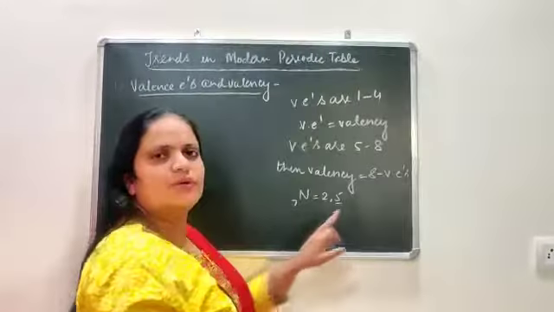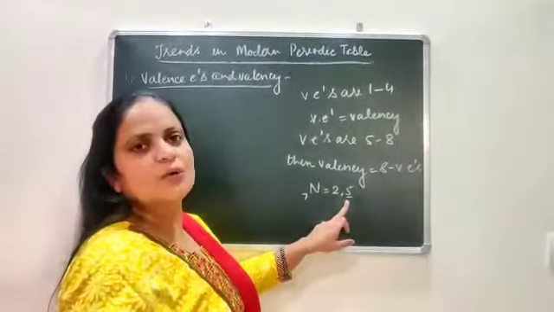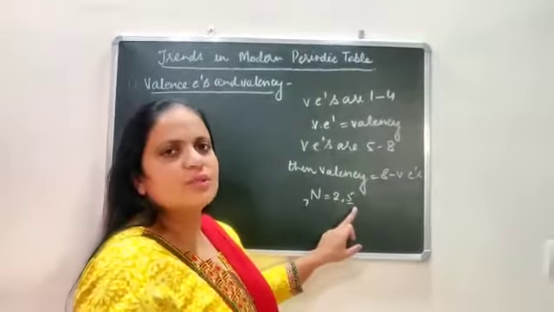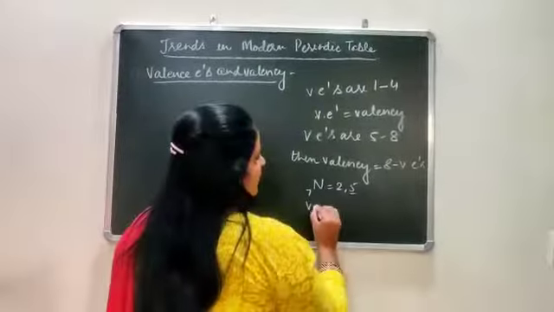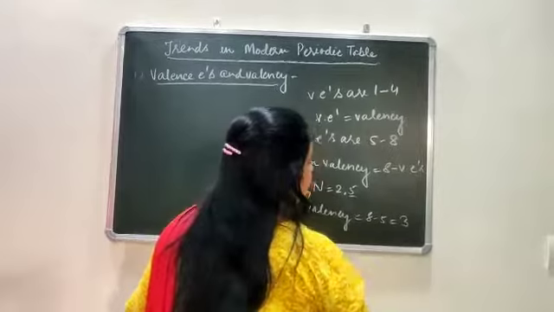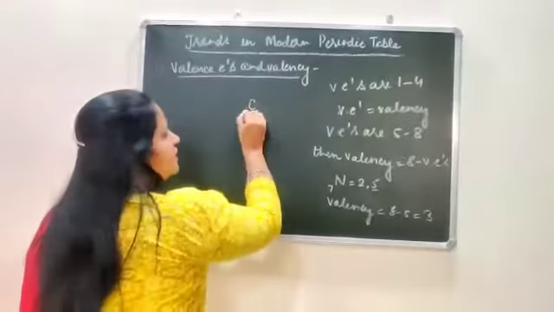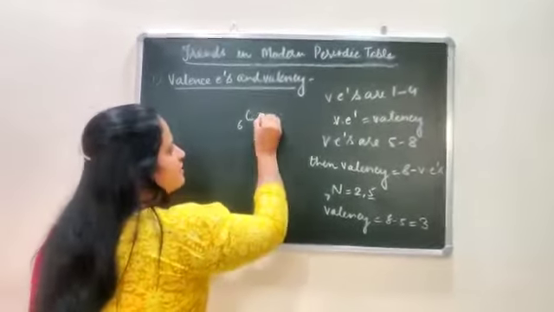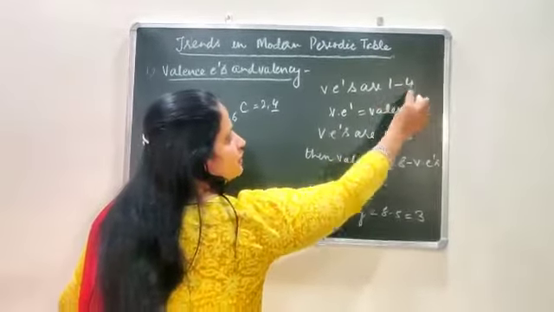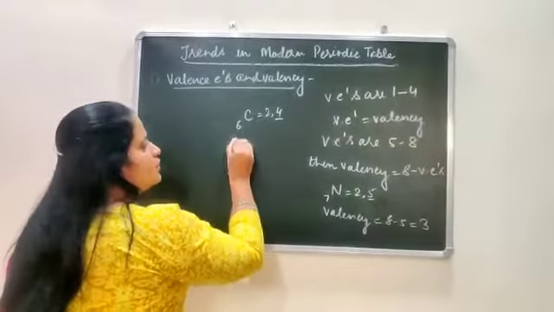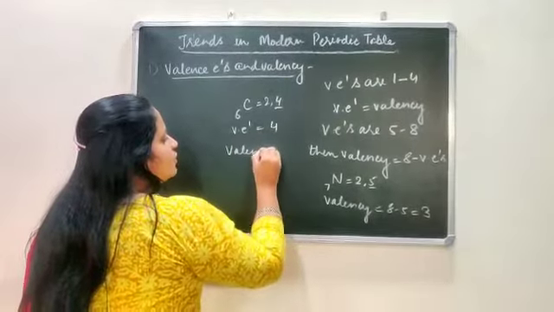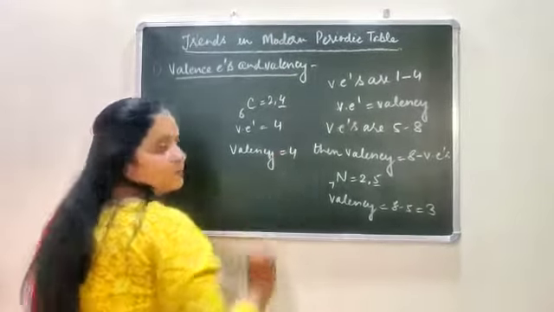How many valence electrons? 5. The electrons present in the outermost shell are known as valence electrons. So valence electrons in case of nitrogen are 5, and valency would be equal to 8 minus 5, that is 3. If I take the example of carbon, the atomic number of carbon is 6, configuration is 2, 4, valence electrons 4. If valence electrons are 1 to 4, valence electrons will be equal to valency. In this case, valence electrons 4 and valency also equals 4.